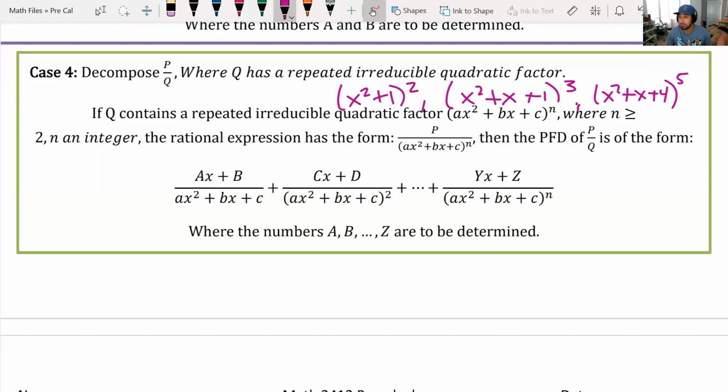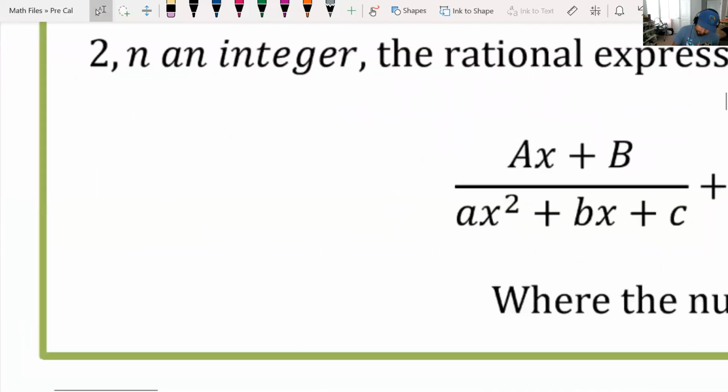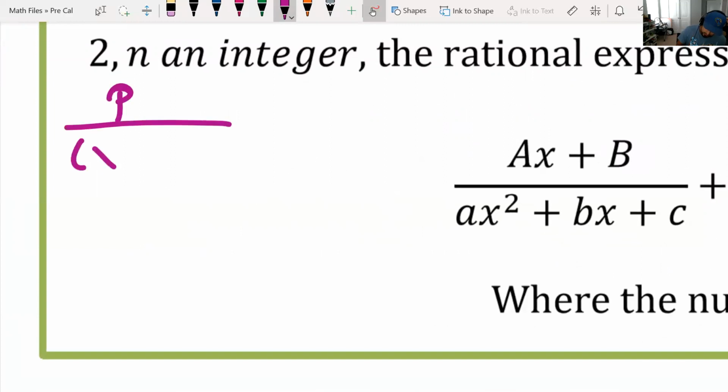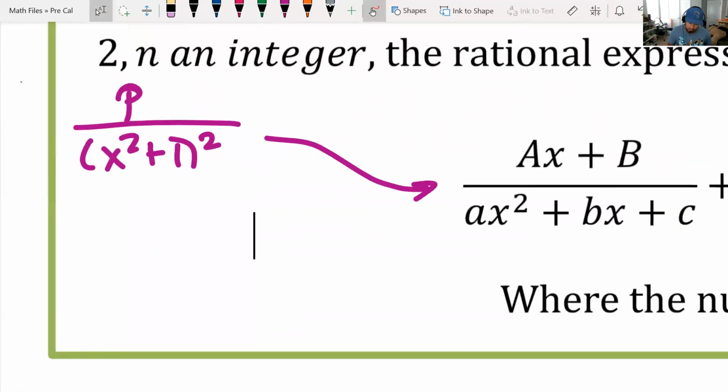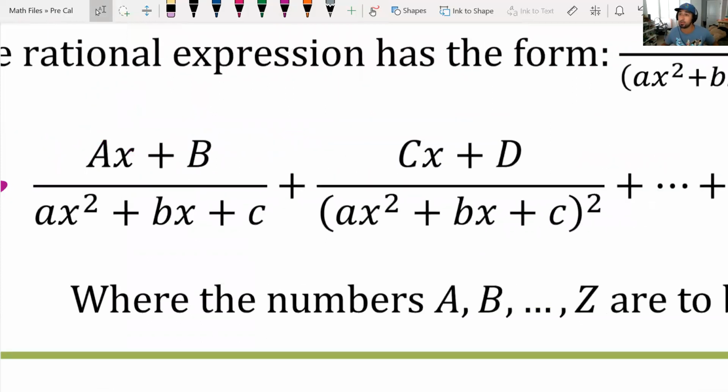So let's say we have a denominator of q that looks like this, and we have the form, where can I write this? Now there's no more room, right? So again, just keep it simple. The form would be p over, I'll just say x squared plus 1 squared. We'll keep it simple. This means that the breakdown would become ax plus b over the first term of the repeated factor, and then cx plus d over the next term of the repeated factor, all the way till you get to that power. Remember, the power tells us how many fractions we will have.